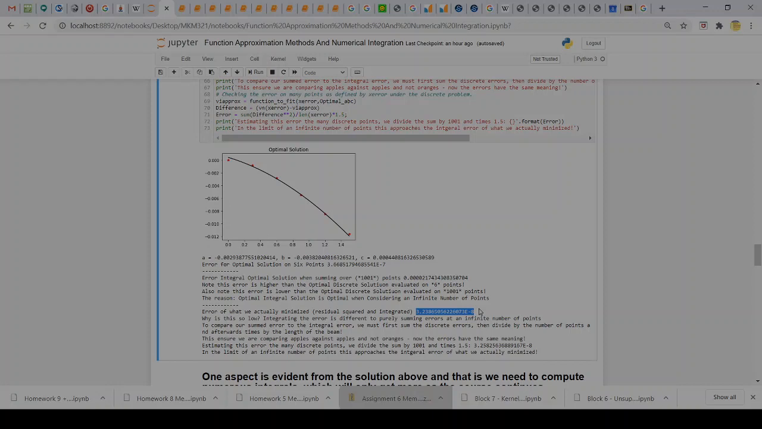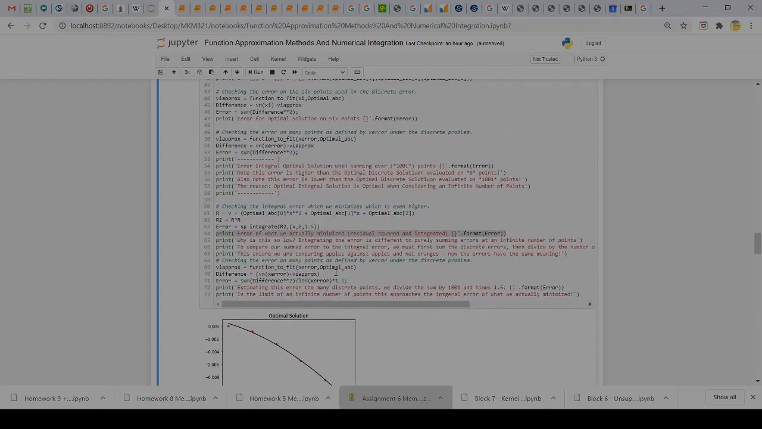So there's a couple of differences between what we've done before and what we do here. If I want to compare errors that are similar to each other, I have to make sure that the errors have the same meaning and carry the same kind of approach of computation. Instead of estimating this error as the sum of the differences over 1001 points, where I compute the difference at the 1001 points, square and sum them, that's what I did before. That's not what the integral implies.